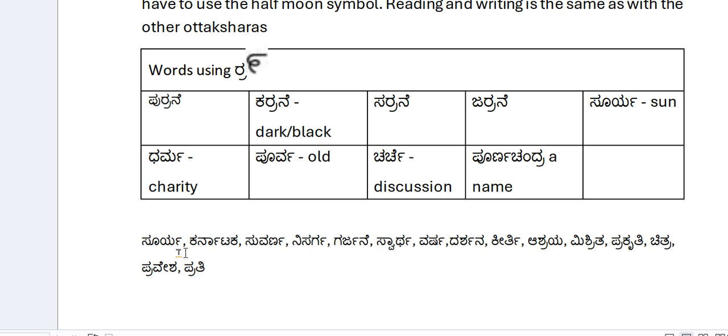This is the difference between Arka Ottu and the half moon symbol. The half moon symbol you use whenever a vowel sound follows the sound of Ra. And you use the Arka Ottu whenever the sound of a consonant follows the sound of R. For example, Kar, Ya: after R, you get the Ya sound, and Ya is a consonant. So this is the difference in using Arka Ottu and the half moon symbol.